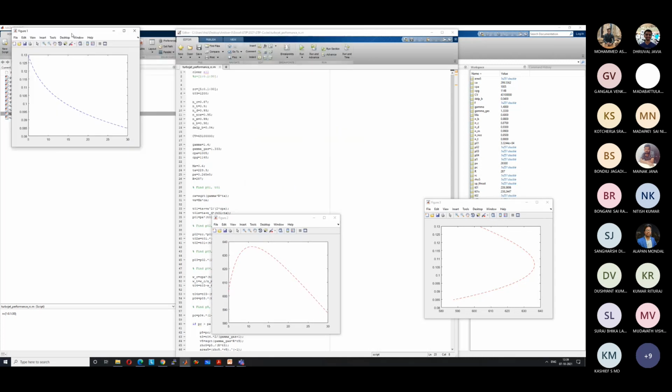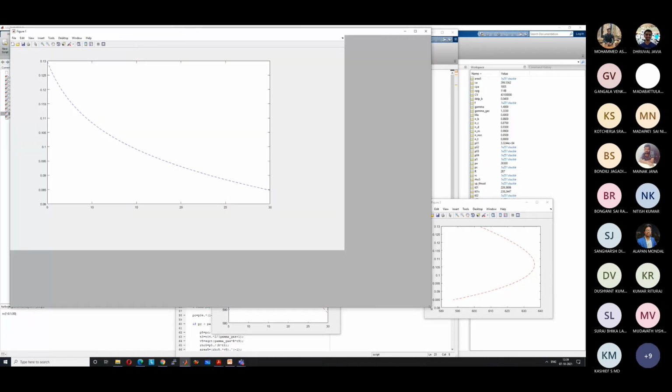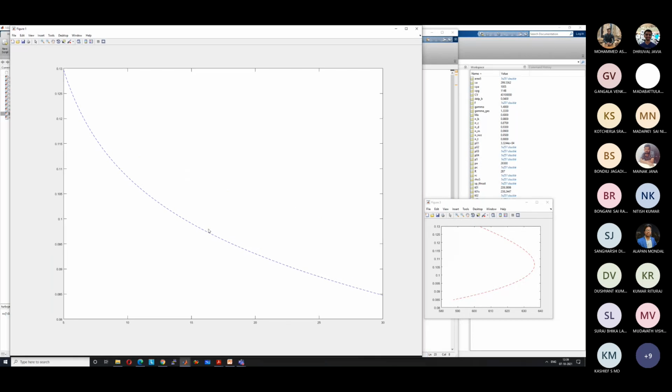Let me explain the figure. So the horizontal, so here I know it.